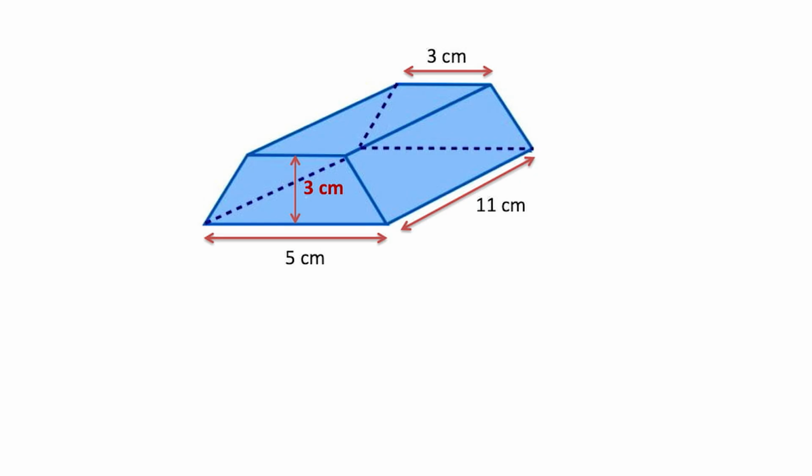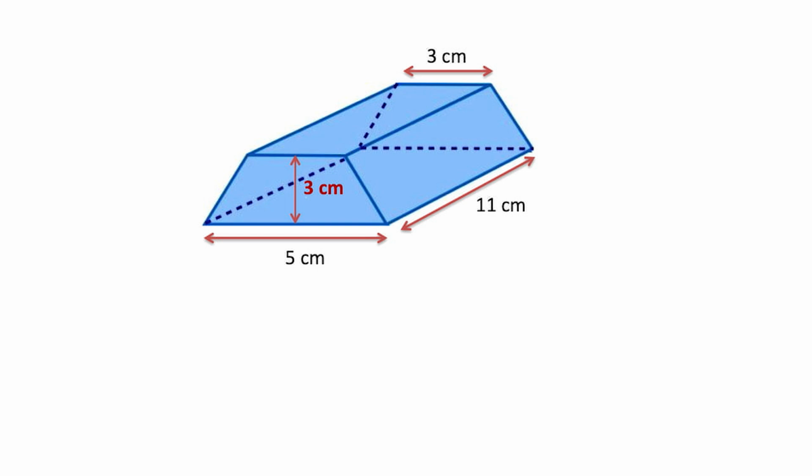The example here is of a trapezoidal prism, which is quite simply a prism with a trapezium as the end shape. Now you can see here, they give us all the measurements of that trapezium that we need to work out the area of it, and they give us the length of the prism.